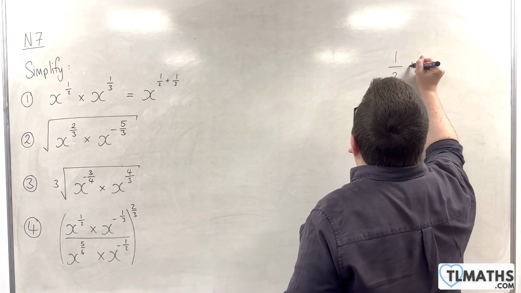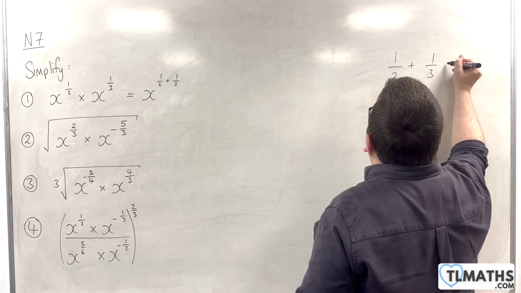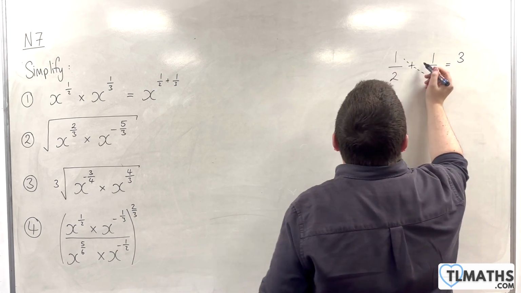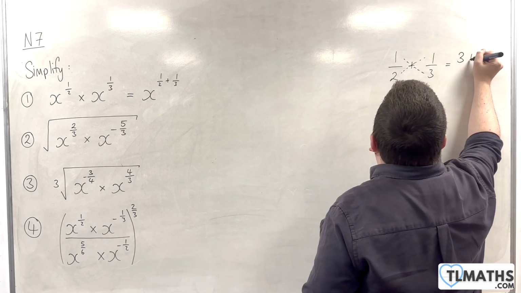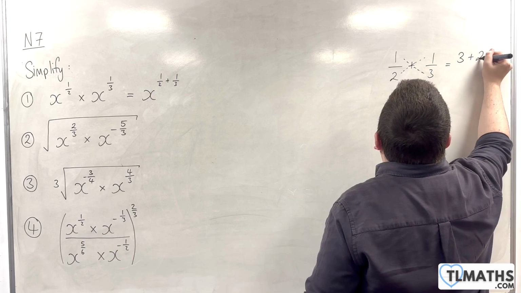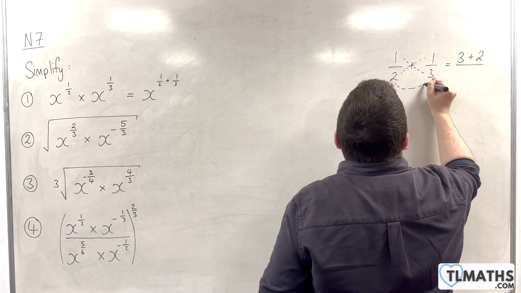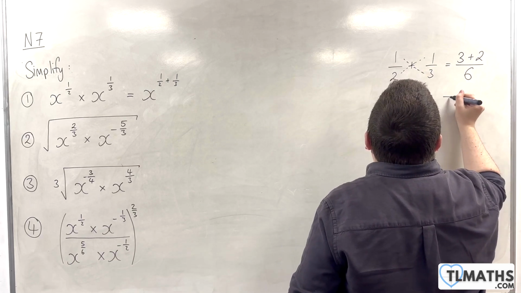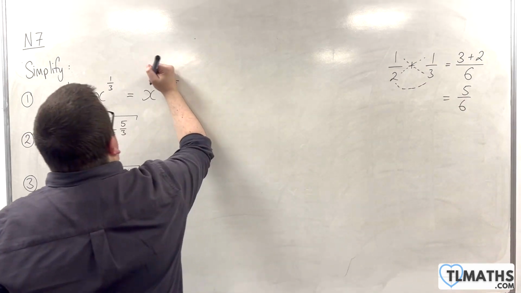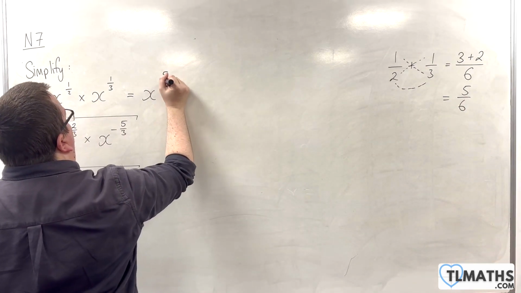So 1/2 plus 1/3. Okay, so we multiply the leading diagonal, so that's 3. Then we add on the product of the other diagonal, so 1 times 2 is 2. And then divide by 2 times 3, which is 6. And so that is 5/6. So this is x to the power of 5/6.